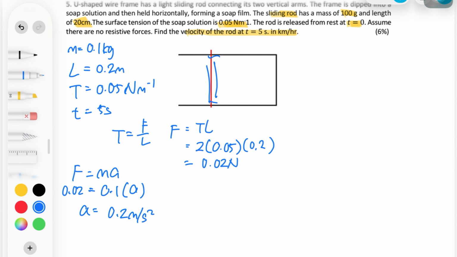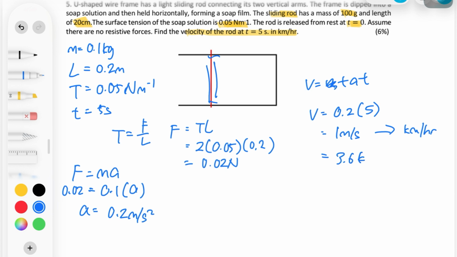So for time equals t, find the velocity. It's very simple. v equals u plus at. The rod starts from rest, so it doesn't have u. So v is what we want to find, a is 0.2, and t is 5 seconds. After that we find it is 1 meter per second. Convert 1 meter per second into km per hour by multiplying by 3.6, so it is 3.6 km per hour.